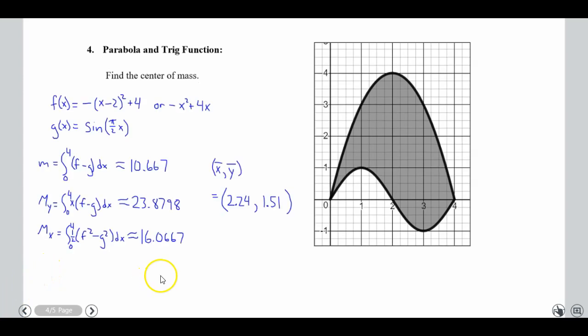All right, so hopefully you've got some numbers that look like this. Our parabola here is shifted to the right 2 and up 4. So we've got negative (x minus 2) quantity squared plus 4, with the negative in front since it opens down.